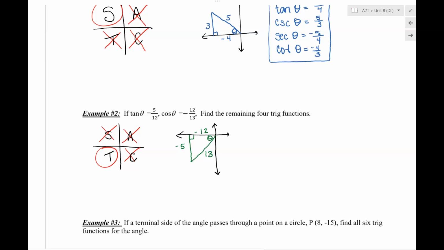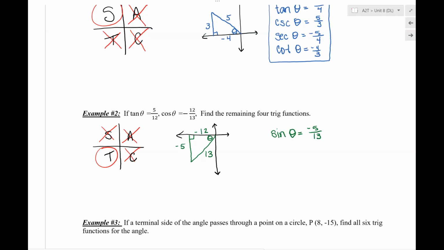Find the remaining 4 trig functions. All right, we've got tangent and cosine. We are missing sine. The sine of theta, which is our reference angle. Sine is opposite over hypotenuse, so this would be negative 5 over 13. We have cosine and tangent.